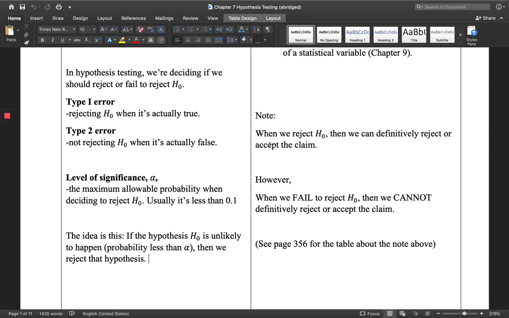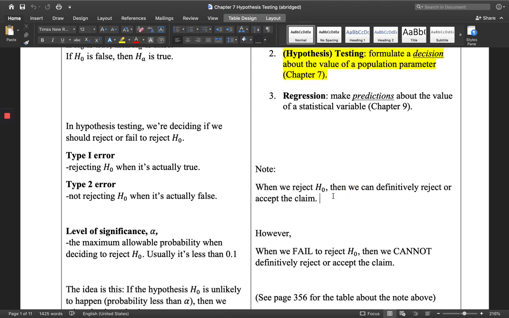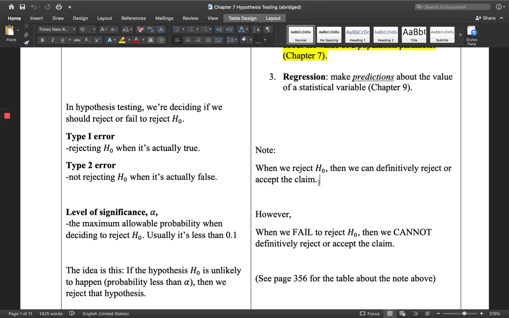Okay, one more thing about when we reject or fail to reject. This is what I was kind of alluding to earlier, but we should be very careful. When we reject H naught, we can definitively make some decision about the claim. Now, the claim is going to be either the original H naught, or sometimes the claim could actually be the alternative hypothesis, HA. But in any case, when we reject, that's when we can make some definitive answer. However, if we fail to reject, we actually don't really know anything. We don't know for sure if we can reject or accept the claim. We're just failing to reject.